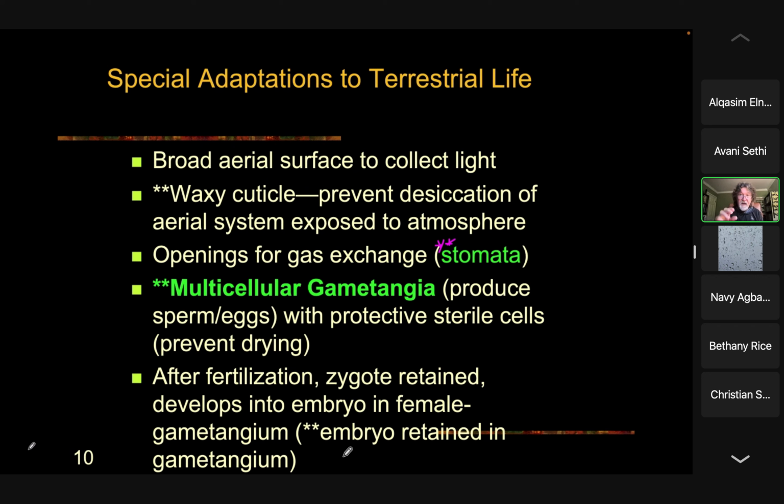So first of all, we have fertilization, which produces a zygote. The zygote will divide, and this all happens inside this multicellular gametangium. It'll divide several times by mitosis to produce a multicellular embryo that is still retained in the gametangium. This will continue to grow a little bit later on.